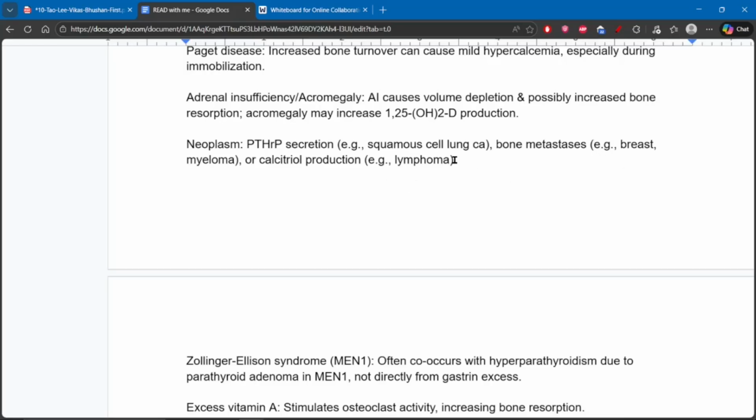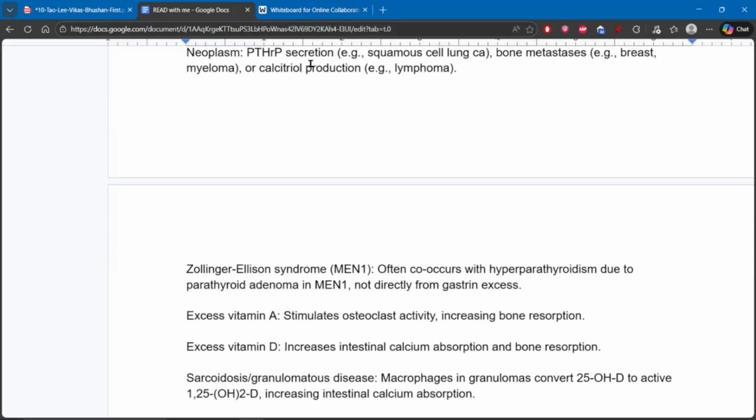Or if there is a lymphoma in the body, it can increase calcitriol production from the lymphocytes. And of course, increased calcitriol production would in itself lead to increased calcium reabsorption. So that's how these cause hypercalcemia.